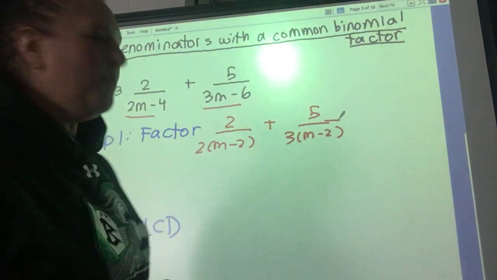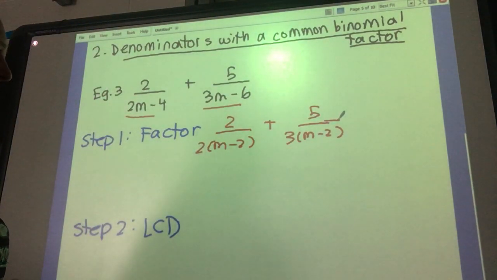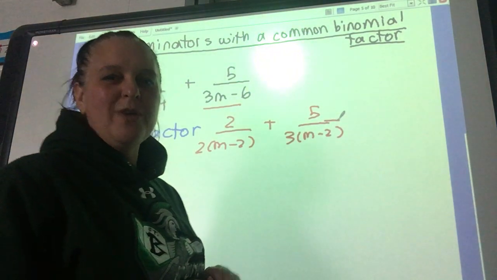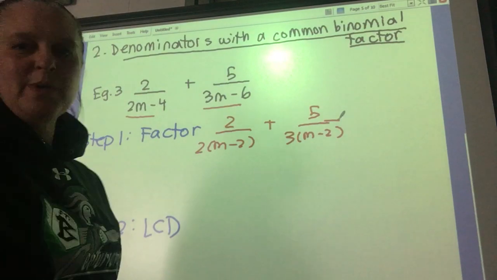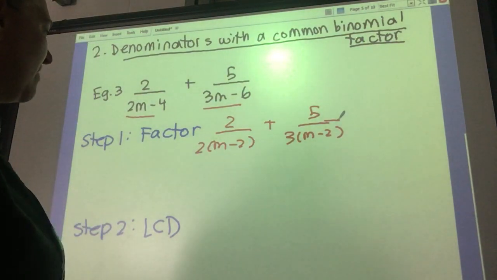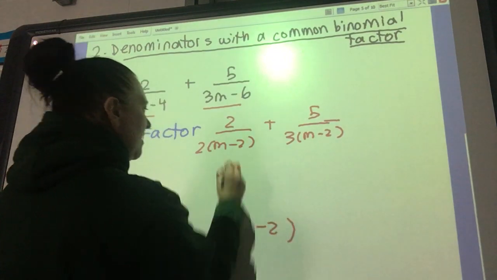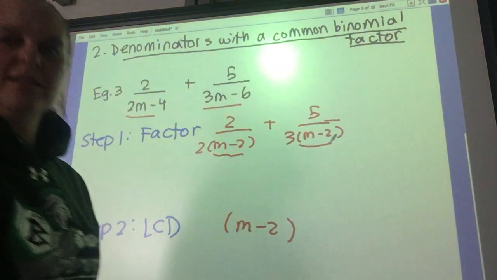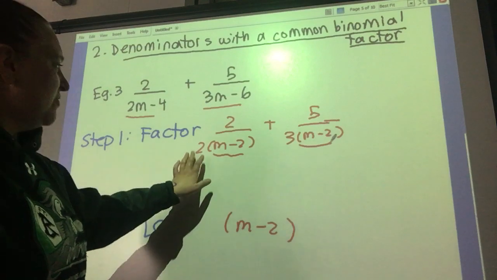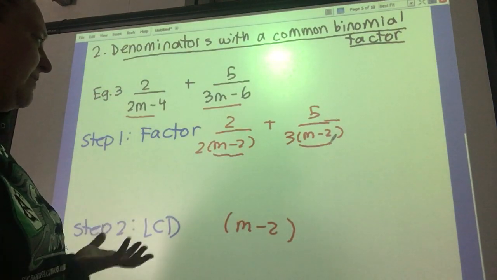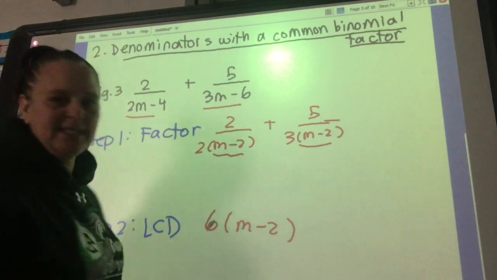Well, that didn't really help. I still don't have a common denominator. So now I have to figure out the LCD. This is tough. We've done LCD for many years, but it's a little different applying it to rational expressions. So we know that they have an m minus 2 in common. So we know we keep that. That's part of it. Now 2 and 3. What's the LCD between 2 and 3? They have nothing in common, so you'd go with 6.